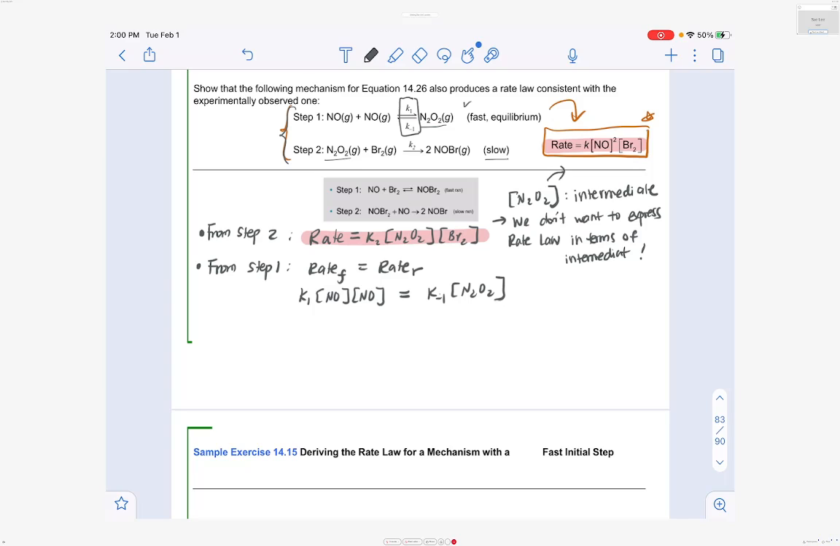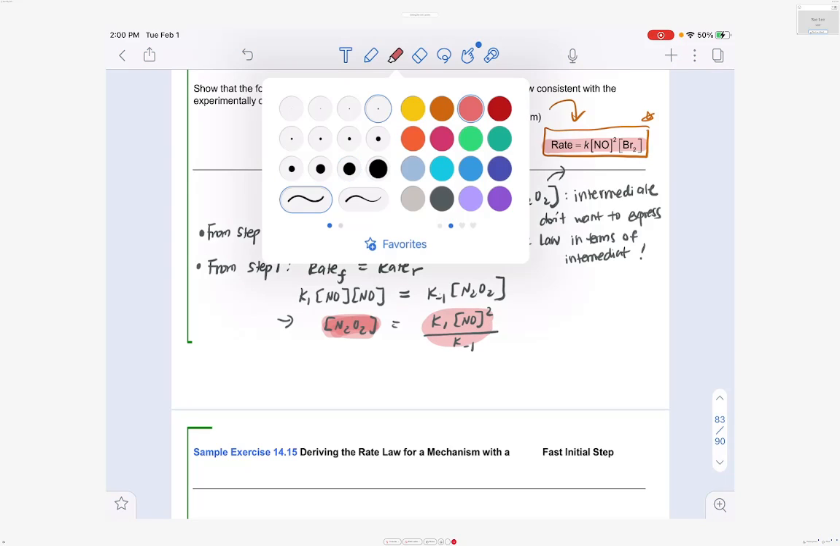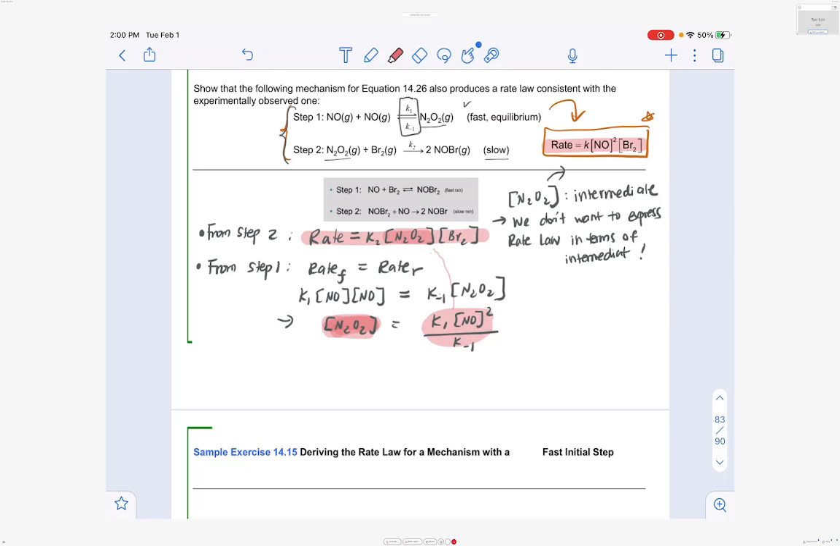So we know the rate of the forward reaction equals the rate of the reverse reaction. So rearrange this, and you will have this. This is the intermediate. If this equals this, can you substitute this into here?